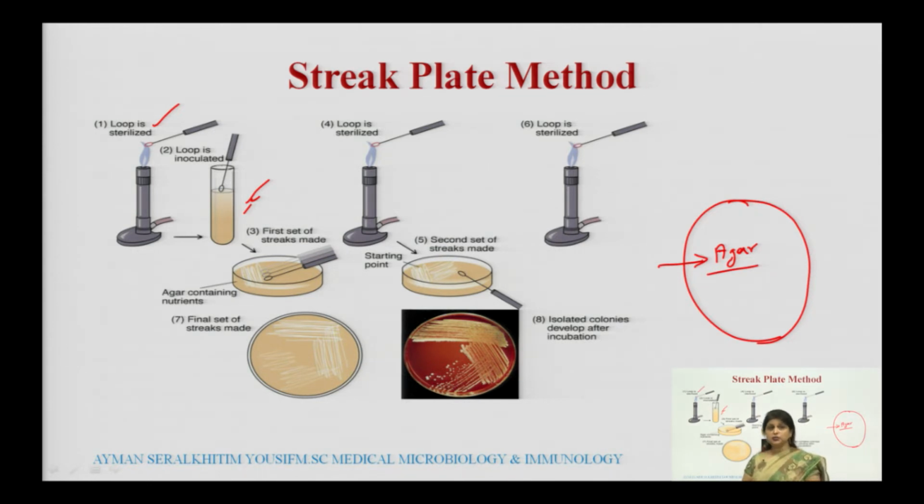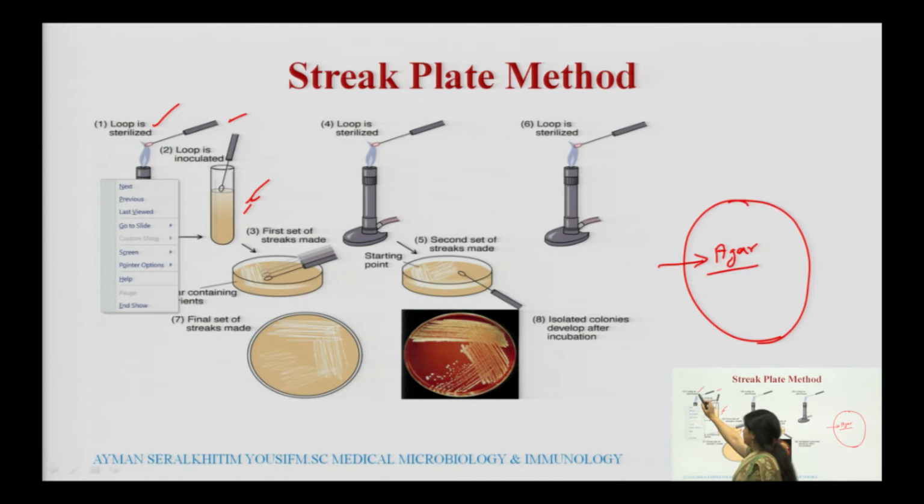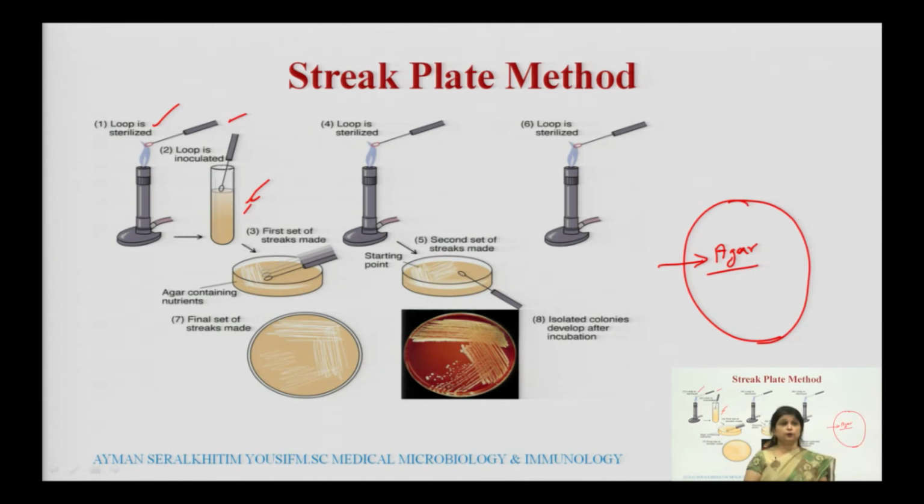Now, how can we isolate? There is a technique. First, you have to take the loop, and that loop must be sterile. As I told you, by the flaming process you need to sterilize the loop. So, using flame we have to sterilize the loop. Second, the loop is inoculated in the test tube. We will put that inoculating loop into the culture media which contains a mixed number of microorganisms.